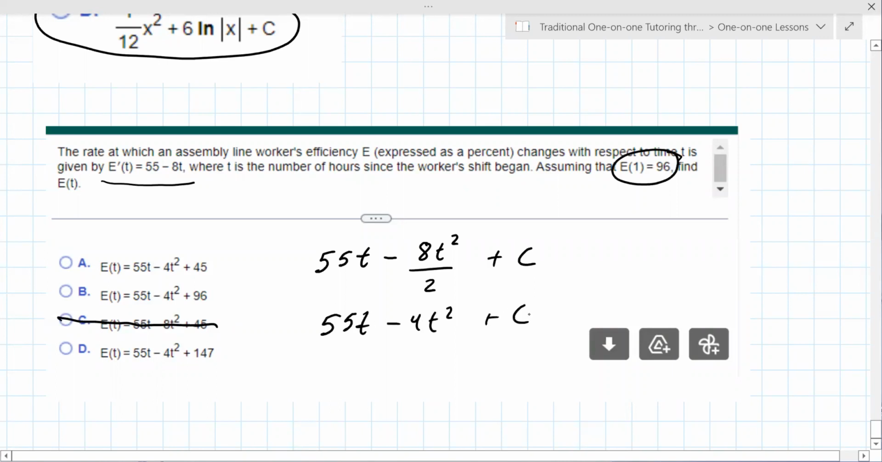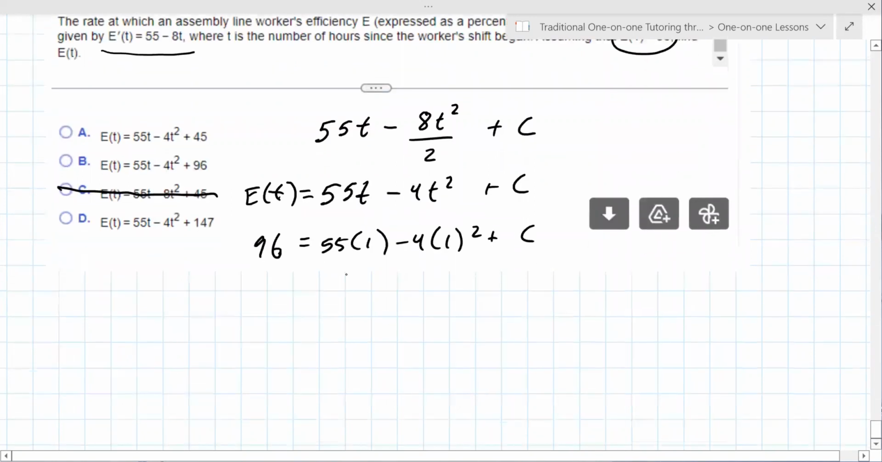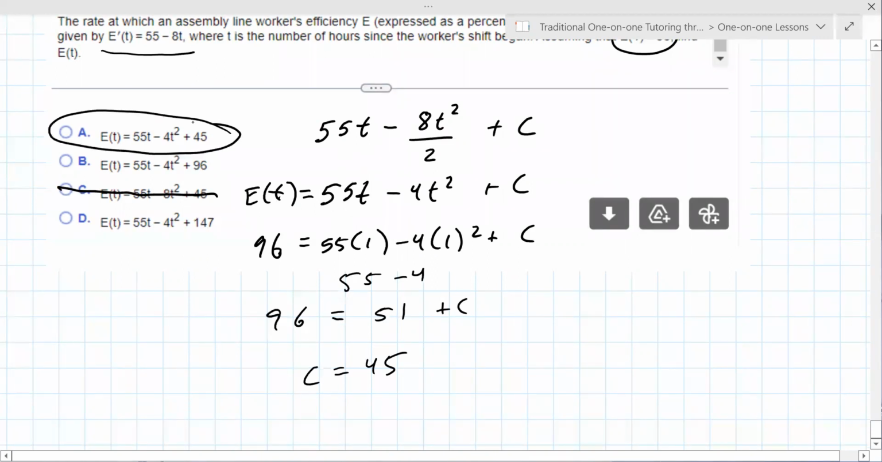So the idea for the next part is that 96 equals 55 times 1 minus 4 times 1 squared plus c. So you get 55 minus 4, which is 51. You subtract that from both sides, and you get c equals 45 for your constant. Okay.